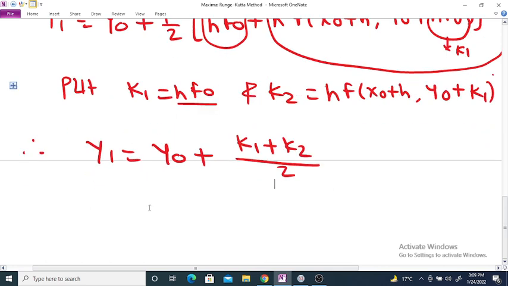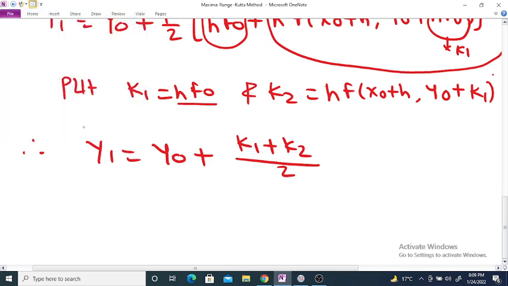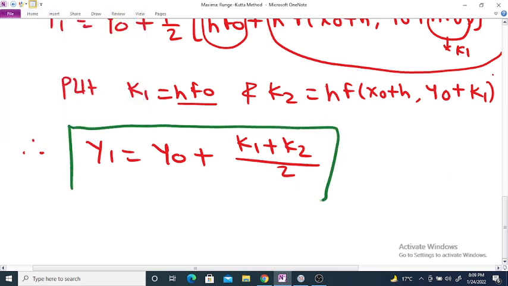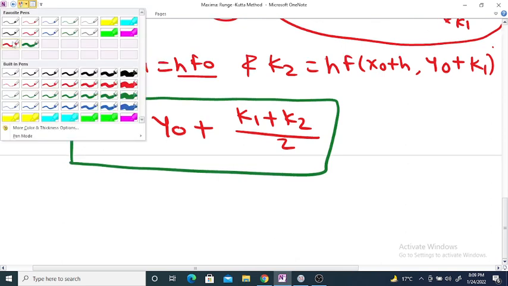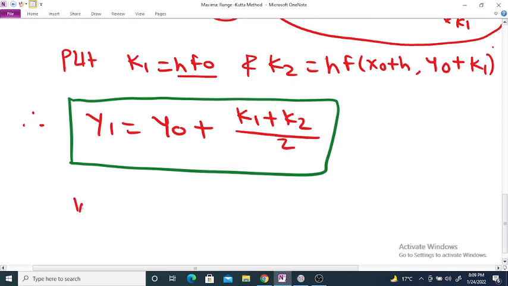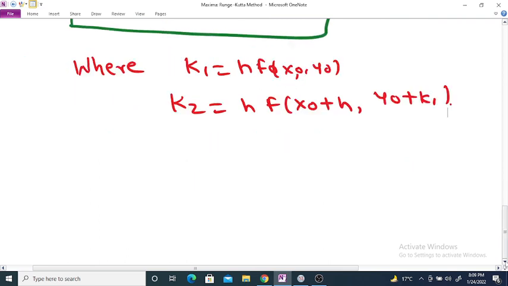So this is the formula for the Runge Kutta method to find an approximate solution of y at a given value of x, where k1 is equal to h f0 or h f of x0, y0, and k2 is equal to h f of x0 plus h, y0 plus k1.